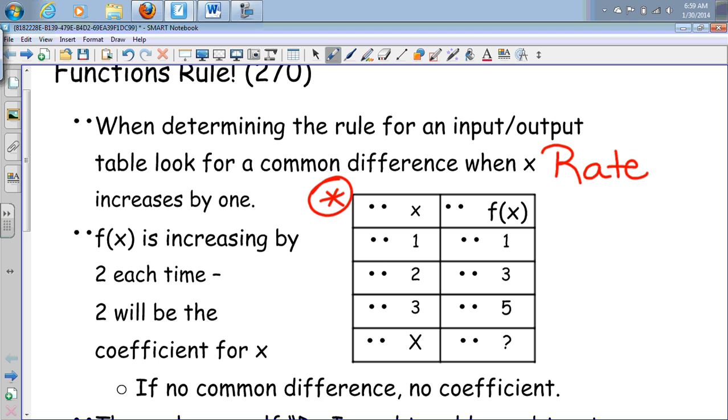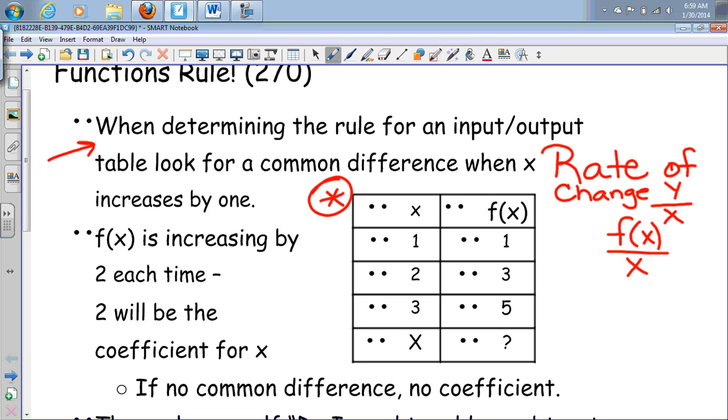It says when determining the rule for an input-output table, look for a common difference when x increases by 1. In other words, we're looking for the rate of change in y over x, or f of x over x, or the range over the domain. So what do I mean? Okay, well let's look at f of x.